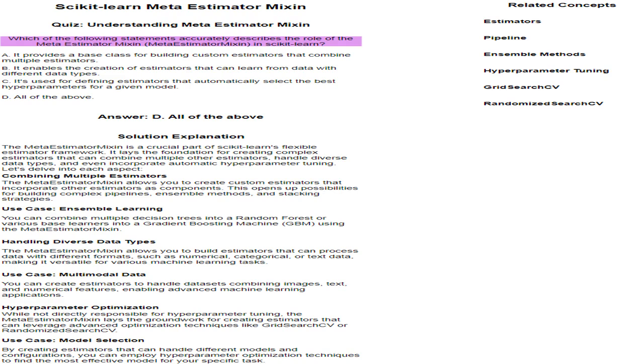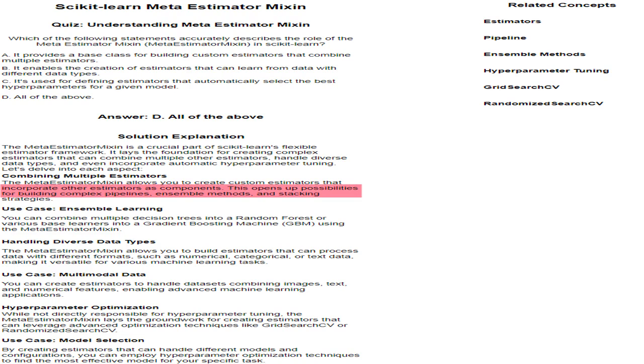Correct. The method estimator mixin indeed acts as a base class to construct custom estimators, allowing you to combine multiple estimators. This enables the creation of complex models by combining the strengths of different estimators. The method estimator mixin allows you to create custom estimators that incorporate other estimators as components. This opens up possibilities for building complex pipelines, ensemble methods, and stacking strategies.